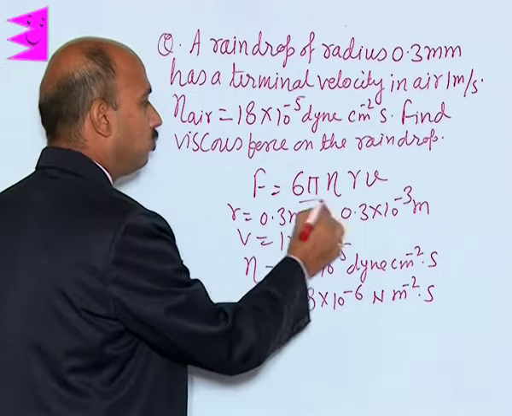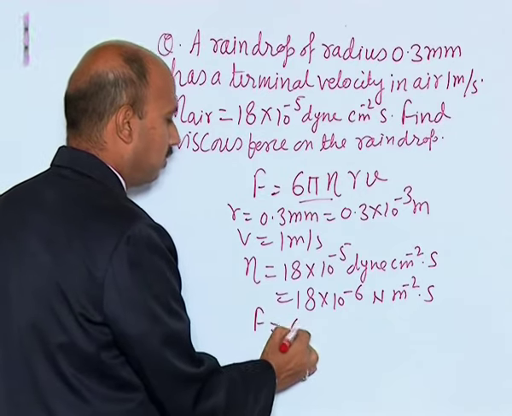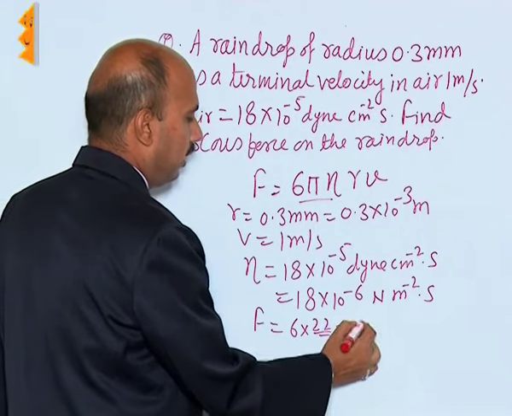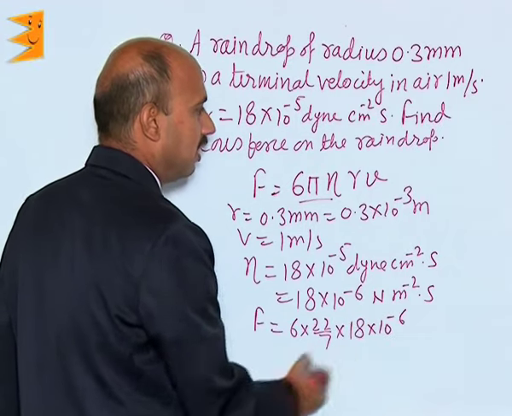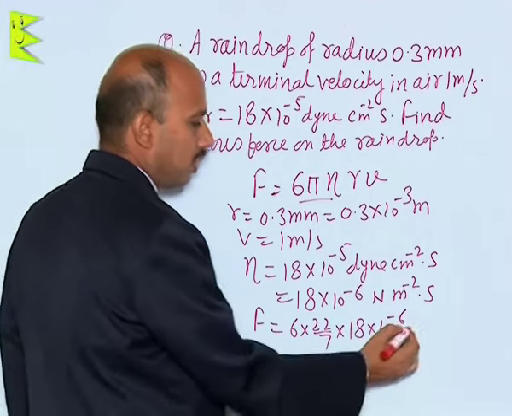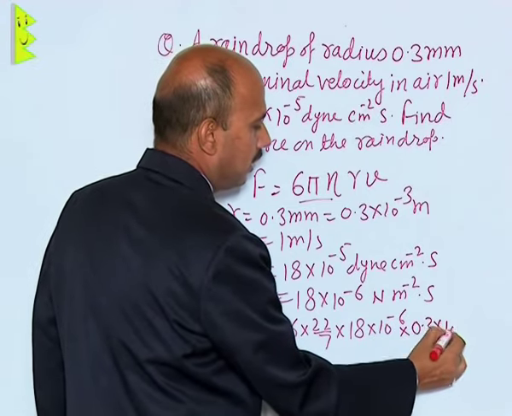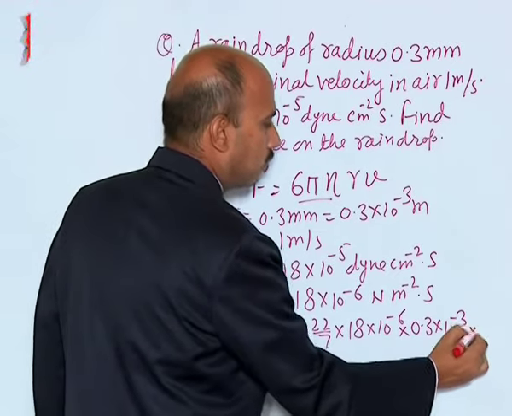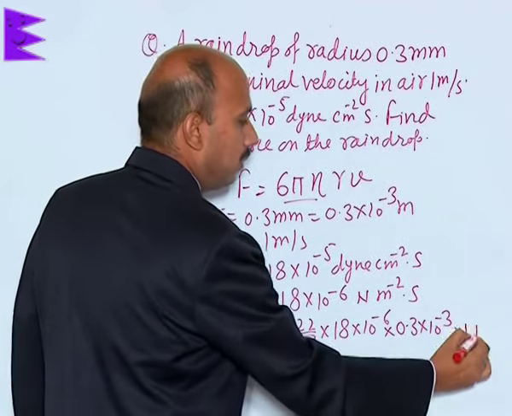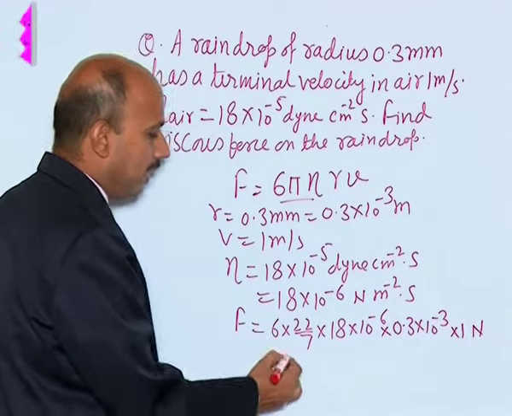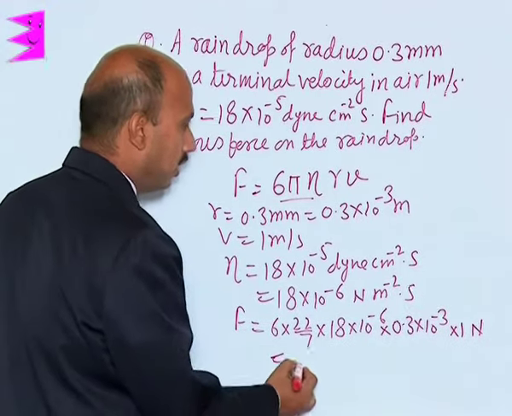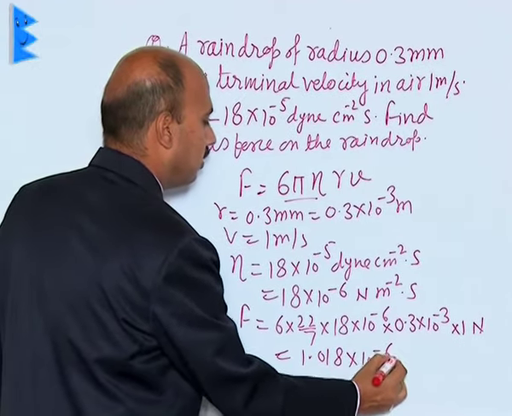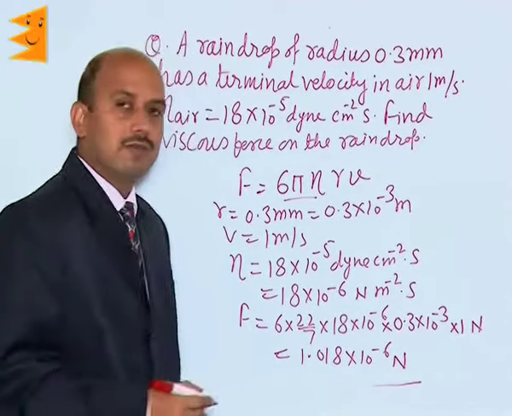Now, put all these values over here, and you will get F is equal to 6 into 22 by 7 into 18 into 10 raised to power minus 6 into 0.3 into 10 raised to power minus 3 into velocity, that is 1 here. It will come in Newton. So, when you multiply all these things, you will get 1.018 into 10 raised to power minus 6 Newton. This is the viscous force.